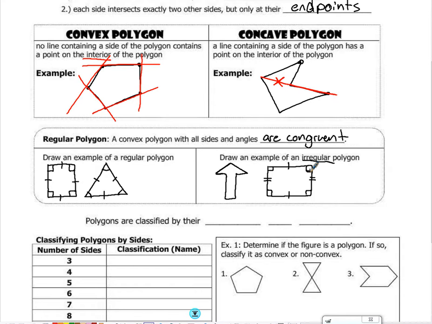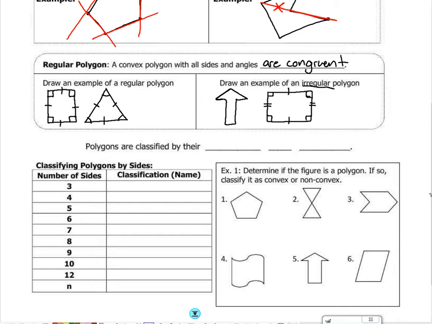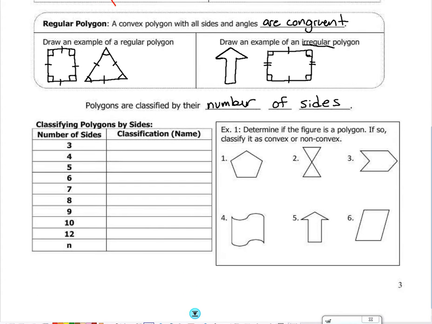So when we classify polygons, it's going to be by their number of sides. And here are some classification names. A lot of them you've heard before in grade school or maybe in middle school. A three-sided figure is called a triangle. A four-sided figure, most general term, is a quadrilateral. A five-sided figure is a pentagon.